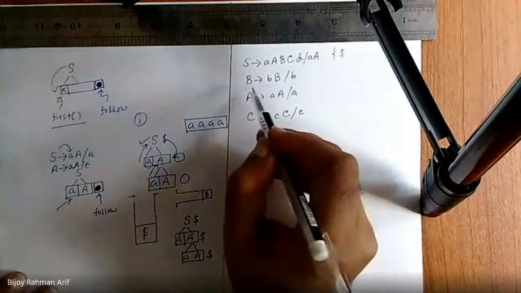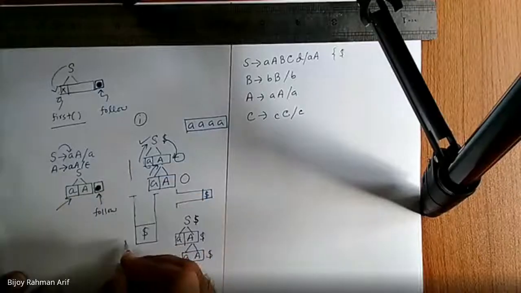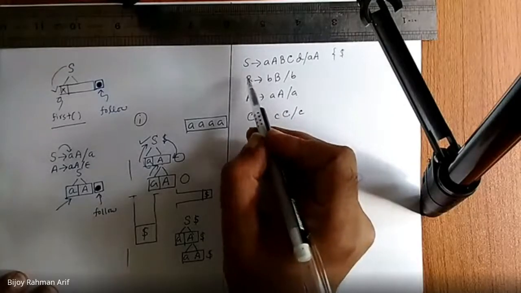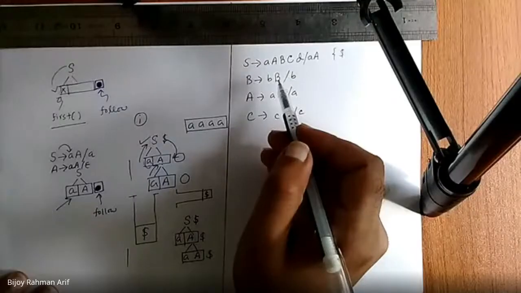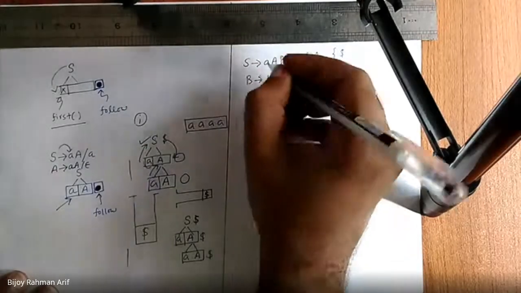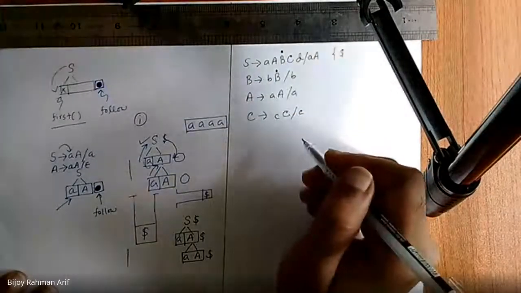Now, what would the follow of B be? Dollar. How can you know the follow of B is also dollar? In that case and in that case, they are not the same actually. Let's see. We want to find the follow of B. Am I right? Yes, sir. So B appears where in the right hand side? Here. Anywhere else?